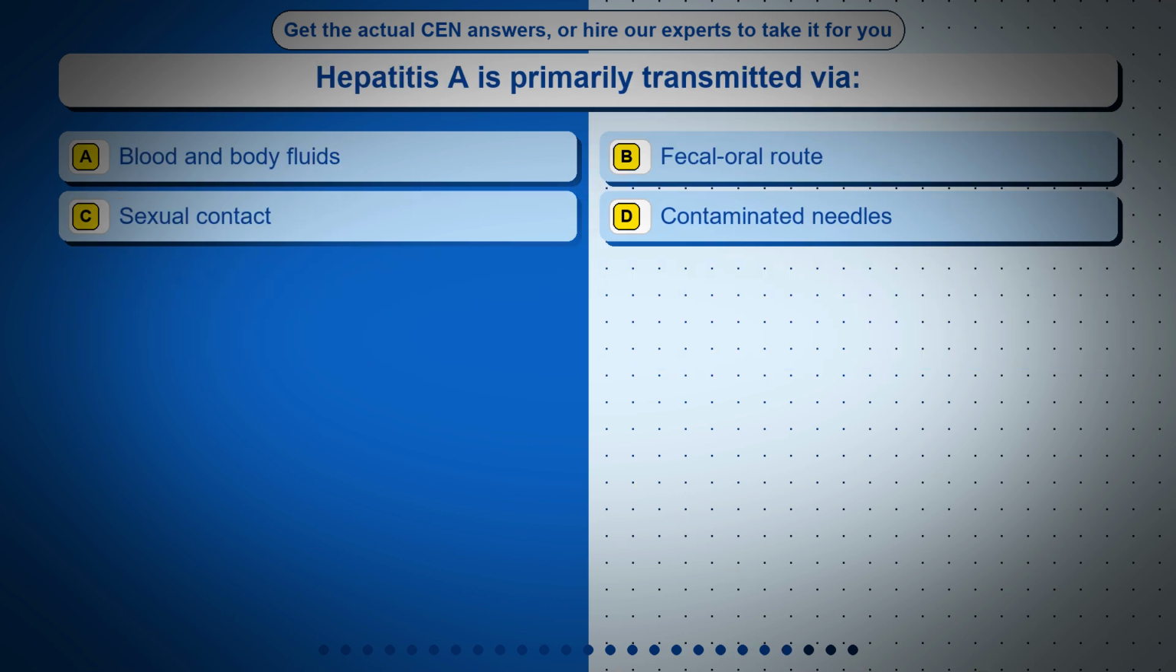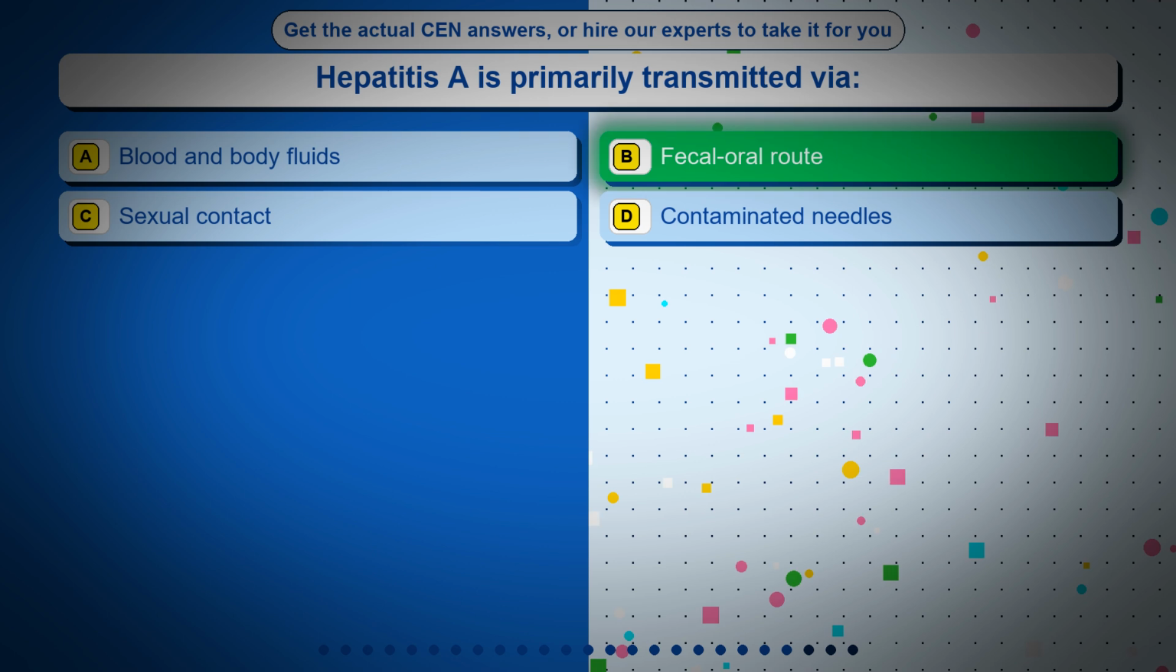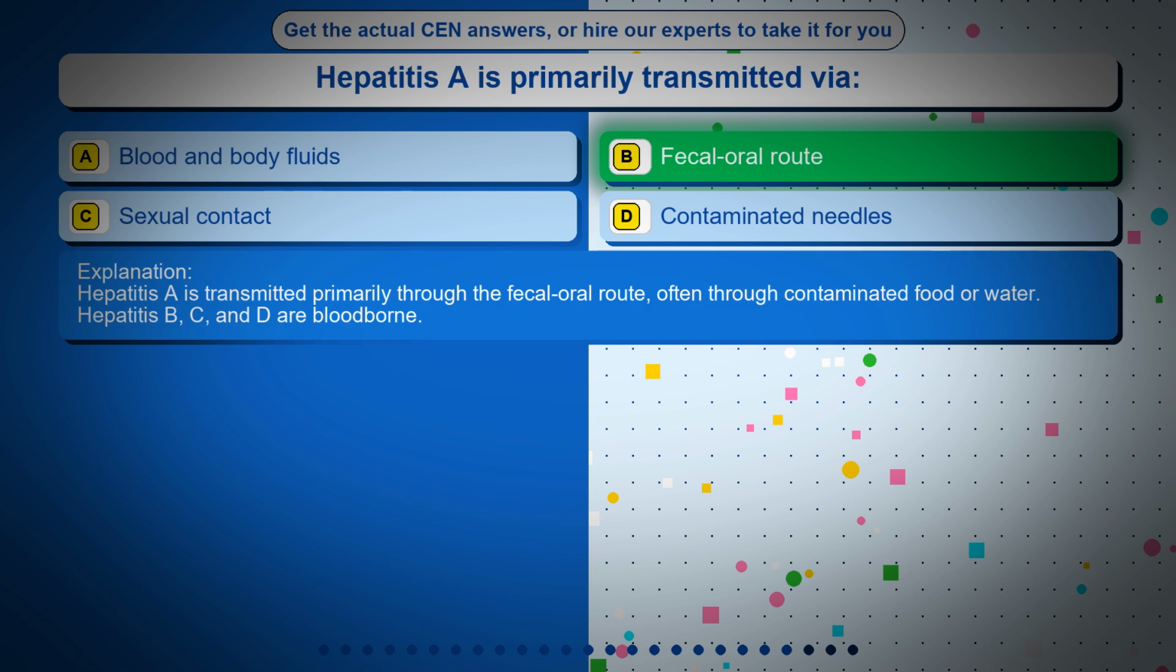Question 22. Hepatitis A is primarily transmitted via option A, blood and body fluids, option B, fecal-oral route, option C, sexual contact, option D, contaminated needles. The correct answer is option B, fecal-oral route. Hepatitis A is transmitted primarily through the fecal-oral route, often through contaminated food or water. Hepatitis B, C, and D are bloodborne.